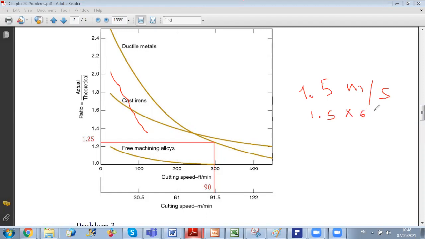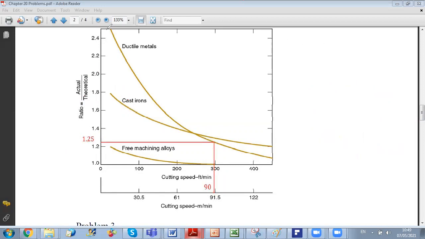So it's 1.5 times 60, which gives 90 meters per minute. The cutting speed is 90 meters per minute. Therefore, now I can use my graph. For cutting speed 90, I go to the corresponding graph, which is for ductile material. Then I read the corresponding value of the ratio. The ratio is 1.25. So knowing the actual roughness and the ratio, I can assess the theoretical value of my roughness.